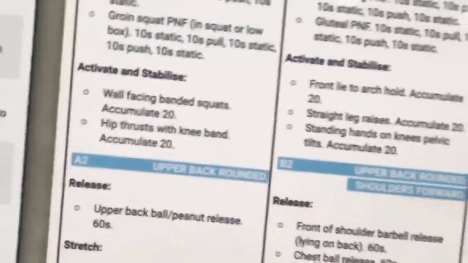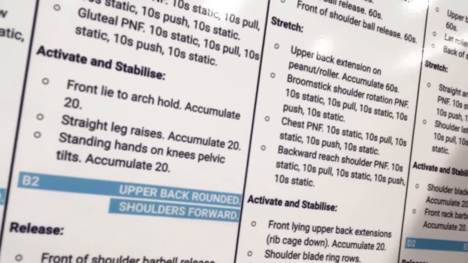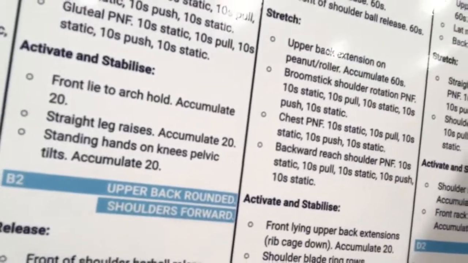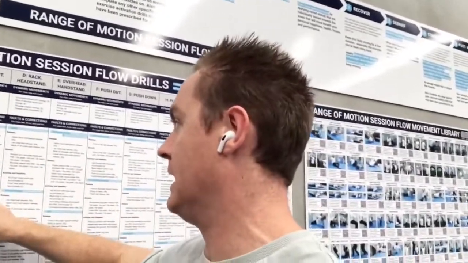So if we look at this activate and stabilize work here, sorry, dodgy camera work. The activate and stabilize stuff that you can see there, those three movements, those three bullet points are what we would prescribe for someone. They would choose one of those. So we don't want to be giving them a million things to do every time. This is just about 10 minutes of extra work to do after. So one of those things there, for example, was a standing hand on knees, pelvic tilt, accumulating 20 reps. This is more of a motor control type movement, just to teach them what neutral pelvis actually feels like.